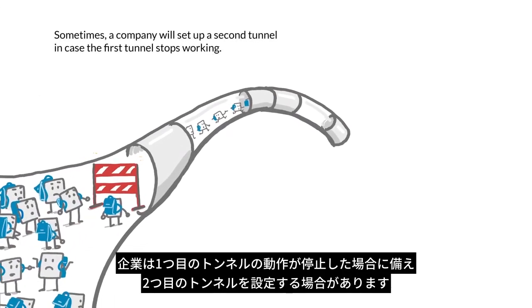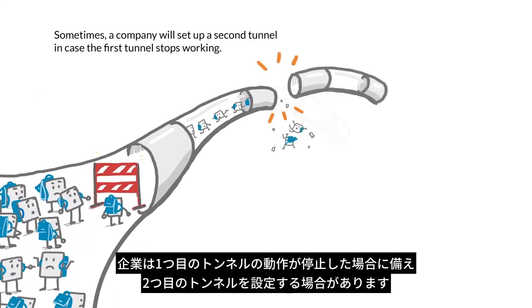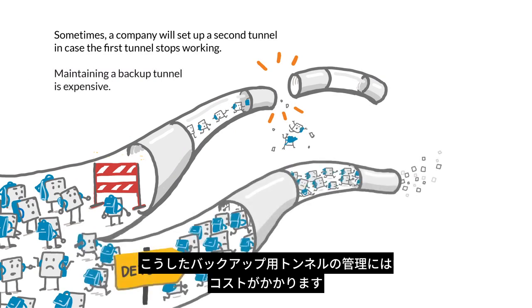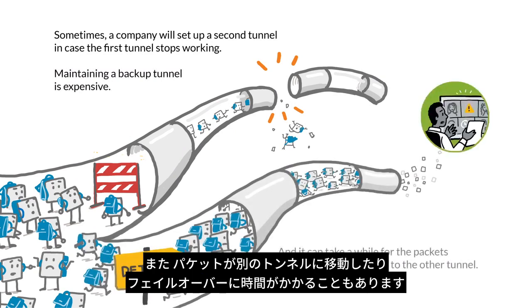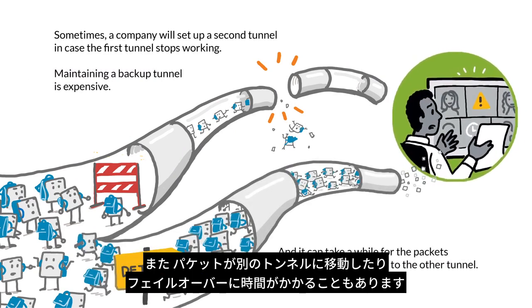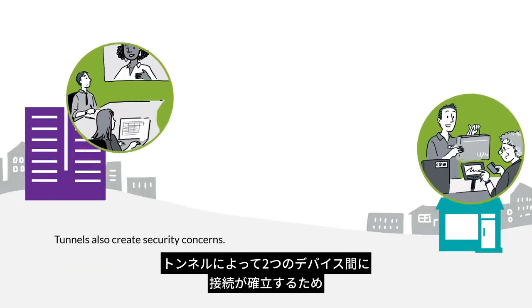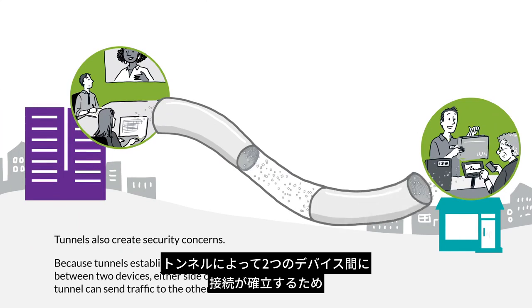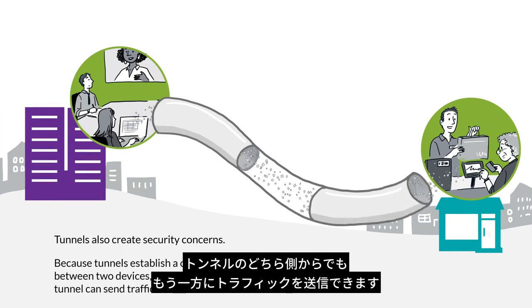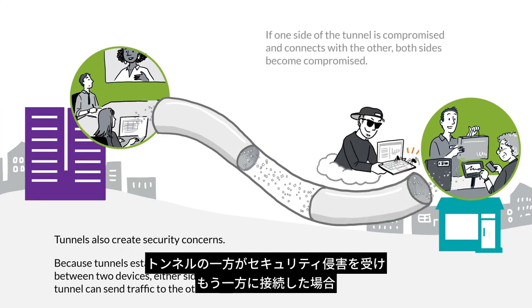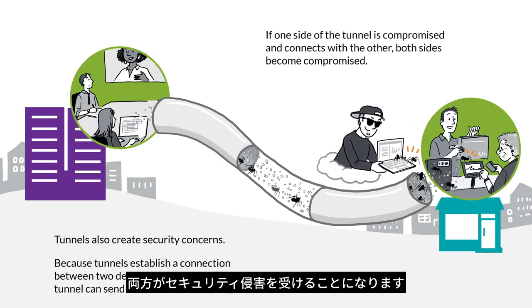Sometimes a company will set up a second tunnel in case the first tunnel stops working. Maintaining a backup tunnel is expensive, and it can take a while for the packets to move over or fail over to the other tunnel. Tunnels also create security concerns. Because tunnels establish a connection between two devices, either side of the tunnel can send traffic to the other. If one side of the tunnel is compromised and connects with the other, both sides become compromised.